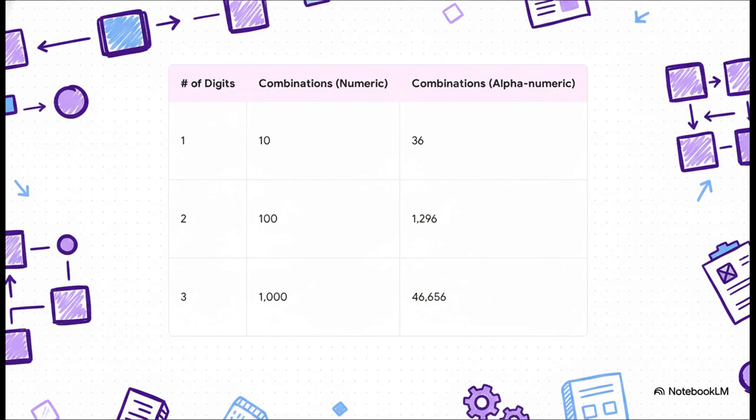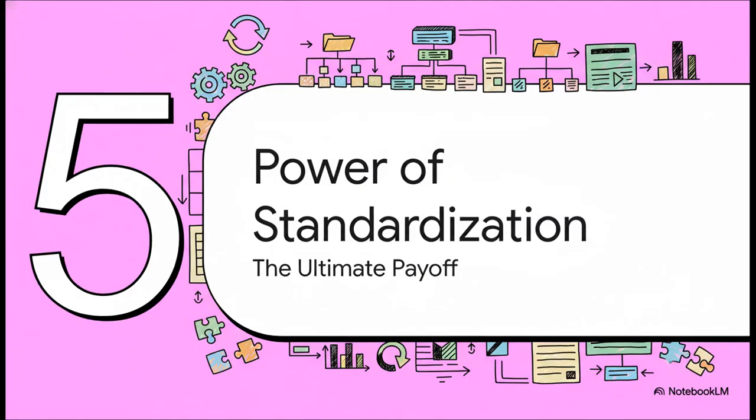And the power of that choice becomes super obvious when you look at the raw numbers. With just a 3-digit numeric code, you get 1,000 possible combinations. Not bad. But with a 3-digit alphanumeric code, that number explodes to over 46,000 combinations. This scalability is what lets a single, well-designed system handle everything from a tiny office reno to a gigantic international project.